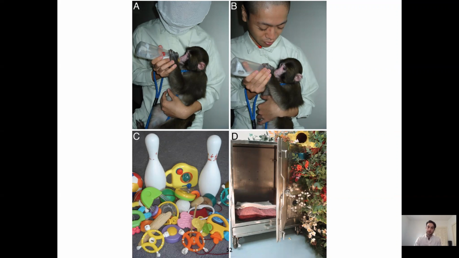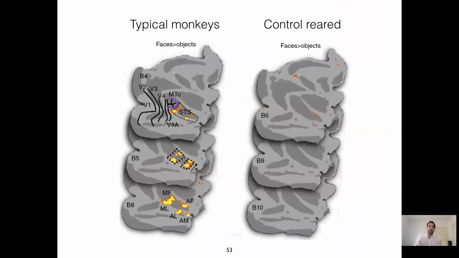So the question is, if you then put a monkey in a scanner and for the very first time, you show it a face while it's getting scanned, what is its brain gonna do? Is it gonna have face patches kind of like the FFA that we see in humans or not? So the answer looks kind of like this.